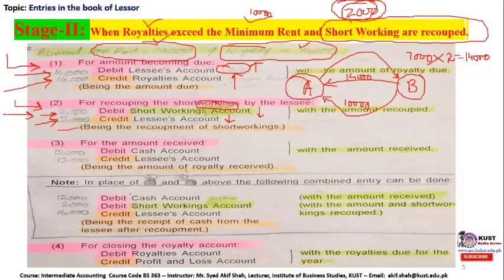And then to write down a short narration, that is being the recoupment of short working. This narration explains what has happened in the above entry. Let's come towards the third entry, which deals with the amount received. Now it's time that the lessee is going to pay the royalty fee by subtracting the recoupment amount.